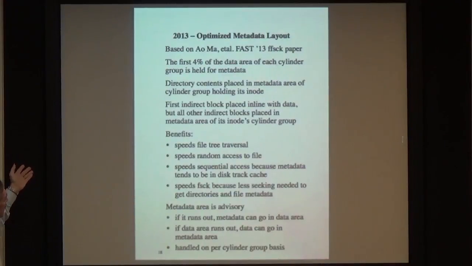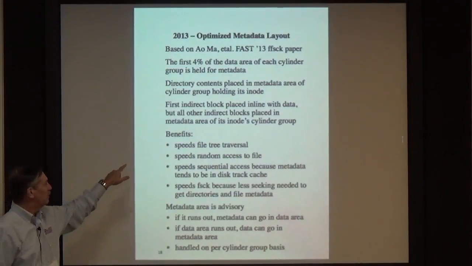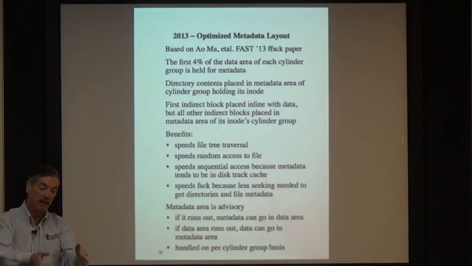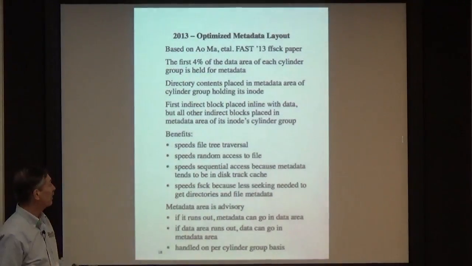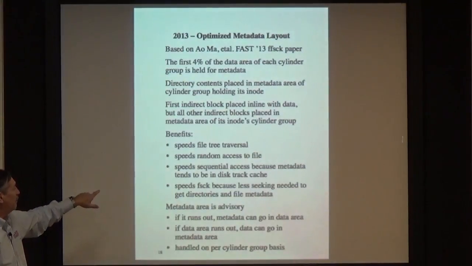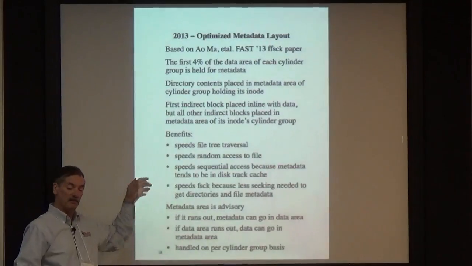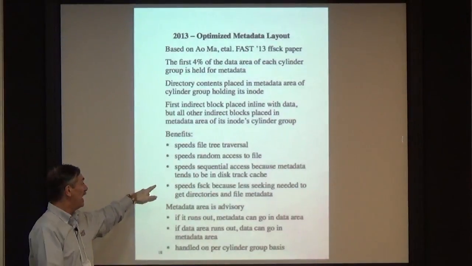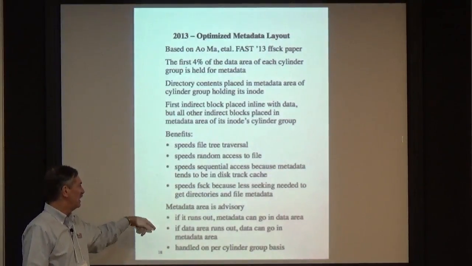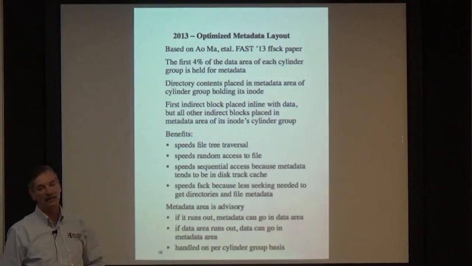And so the upshot is that when you do things like file tree traversal, where you're walking down a tree, and all the directories are right there in one place, it goes really fast, random access goes fast. Even the sequential access goes quickly because all your metadata is usually in one track. It speeds up FSCK for obvious reasons. And the key is that the metadata is advisory.